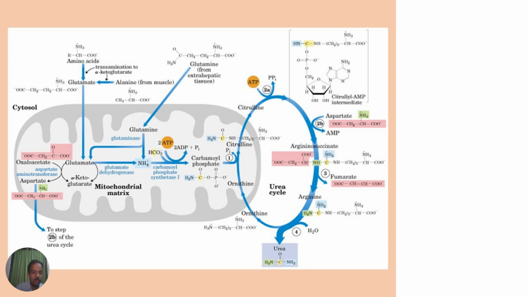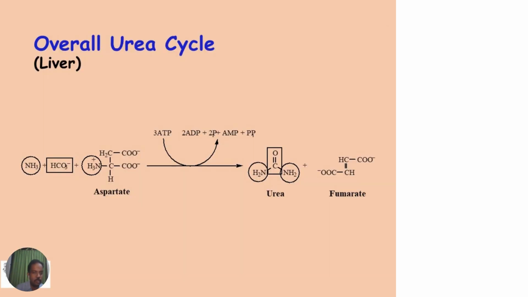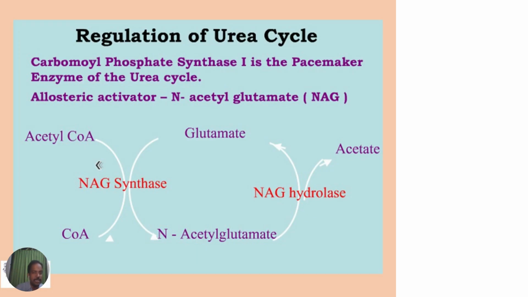This is the classic representation of the reactions taking place in the urea cycle with various structures, which happens in the liver mitochondria and the cytosol. This is the overall urea cycle. Aspartate forms urea and fumarate, the last part of the cycle. And the regulation of the urea cycle is done allosterically by N-acetyl glutamate synthase, that is, N-acetyl glutamate is the regulator of the urea cycle.